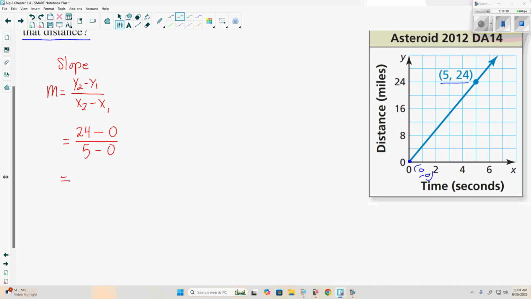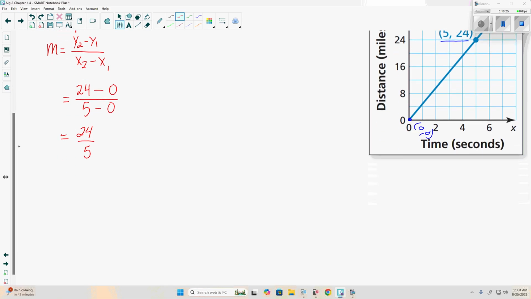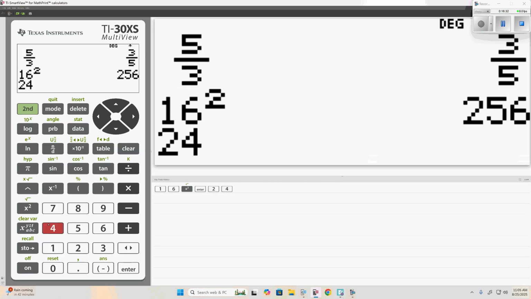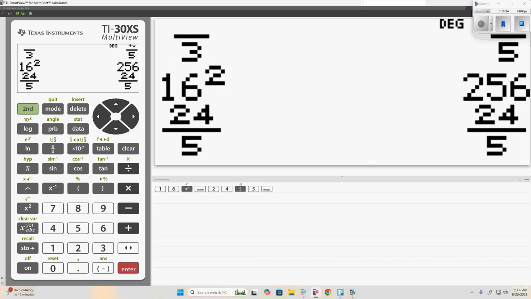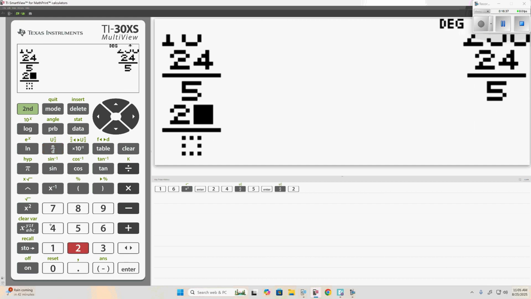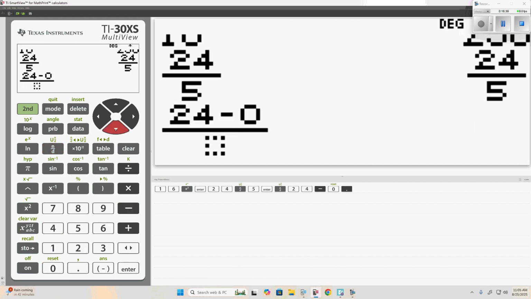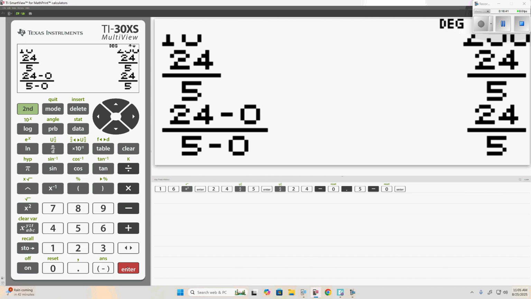Now that we've plugged those in, we can calculate the slope. There's 2 main ways we can do it. One, we do 24 minus 0, which is 24, over 5 minus 0, which is 5. Does that reduce? The other way is to type 24 minus 0 over 5 minus 0 and let the calculator tell us it's 24 over 5.